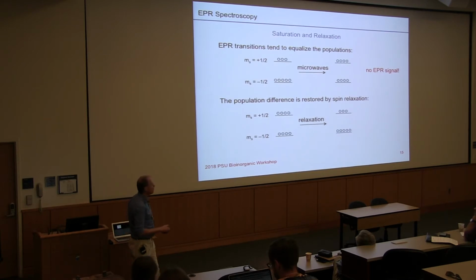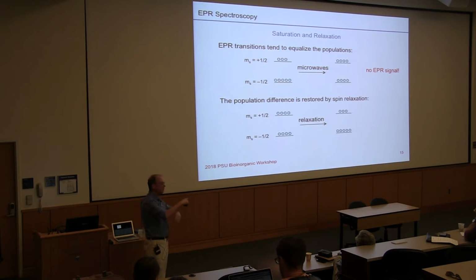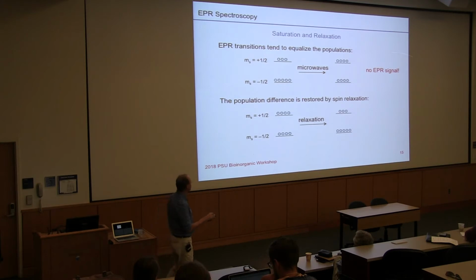And so if I start off with my system in equilibrium with this difference in population, if I turn on my microwaves to try and measure the absorbance, I'll start causing absorptive and emissive transitions between the two, and within a fairly short period of time, I equalize the two populations, and now I have no more EPR signal, right? Because the populations are equal, and I have equal probability of absorption and emission.